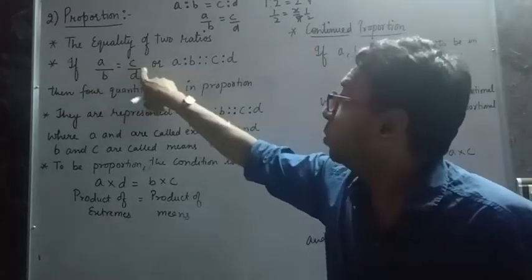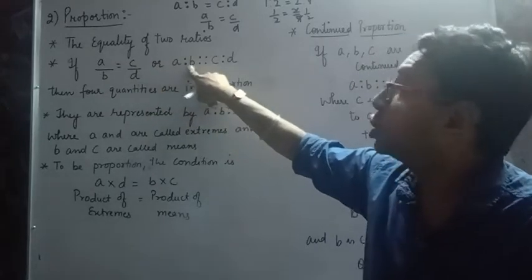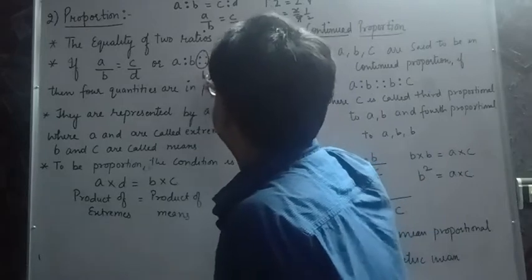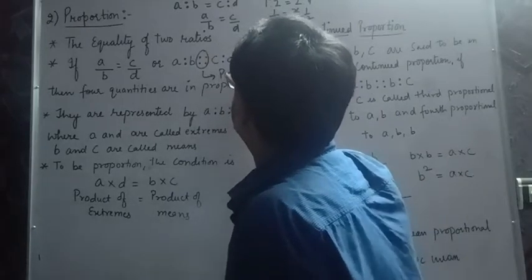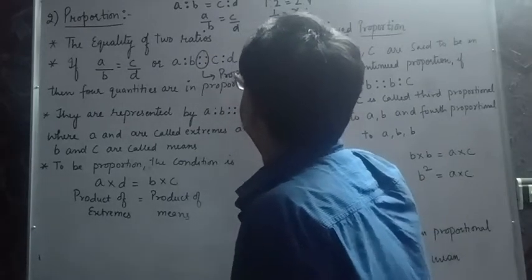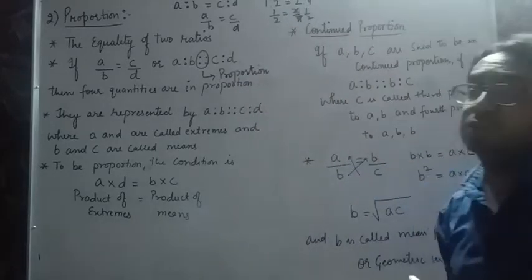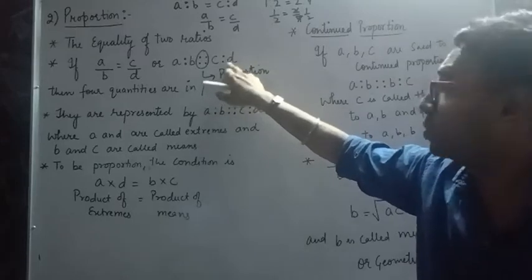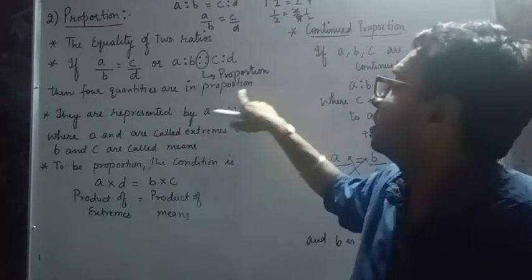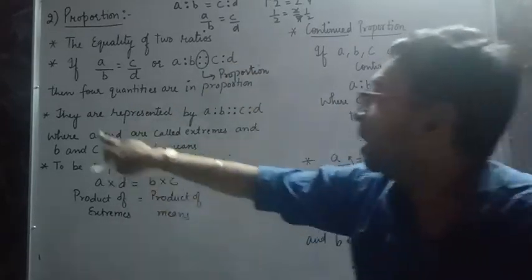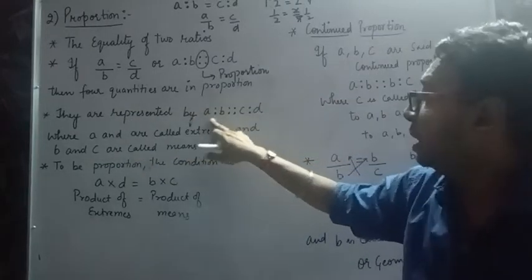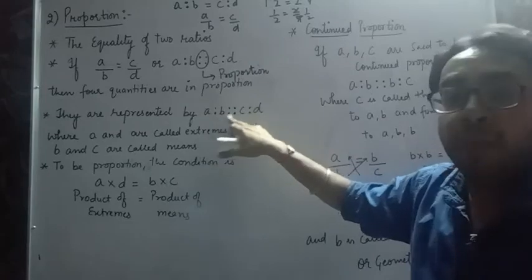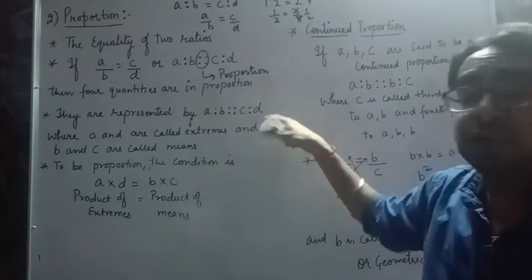If A by B is equal to C by D, or A ratio B, proportion, this is the sign of proportion. Do remember, this is the sign of proportion: double dots, double vertical dots. Whenever you see this, understand this ratio is proportionate to this ratio. Then the 4 quantities are in proportion. Clear? They are represented as A ratio B, proportion C ratio D. How do we read it? A ratio B, proportion C ratio D.